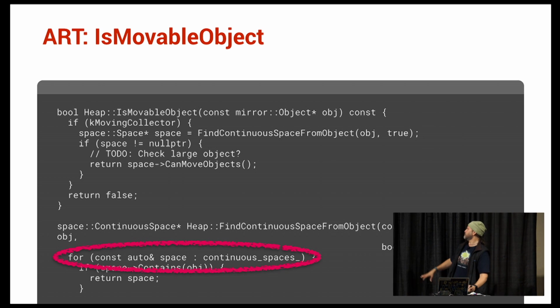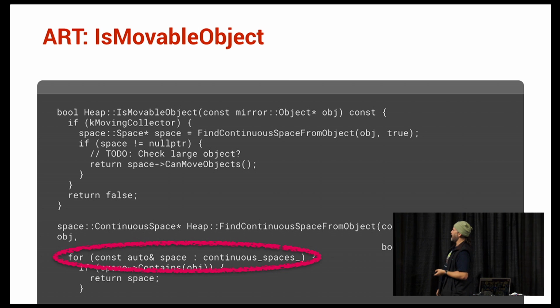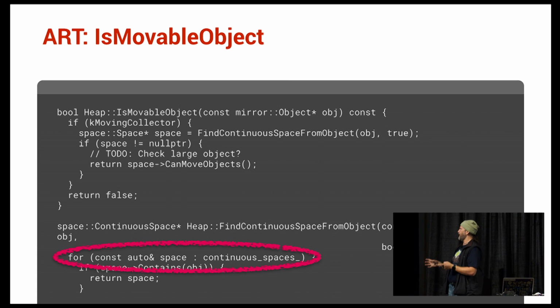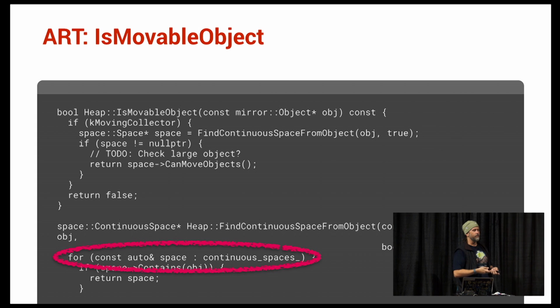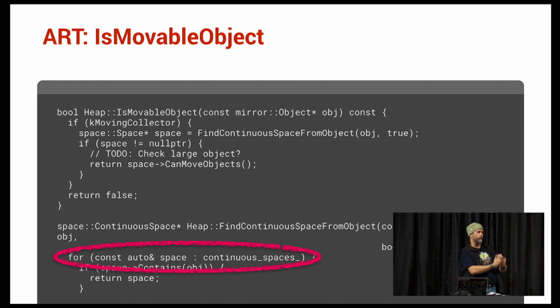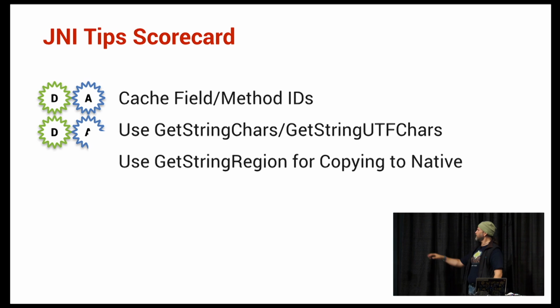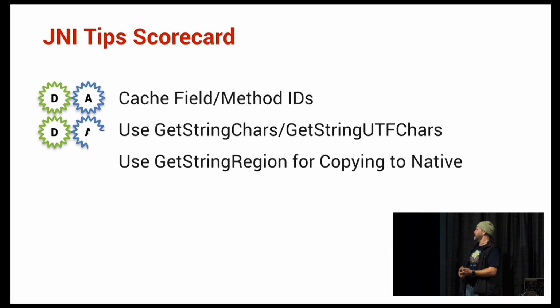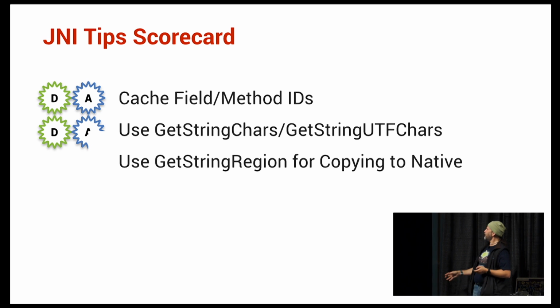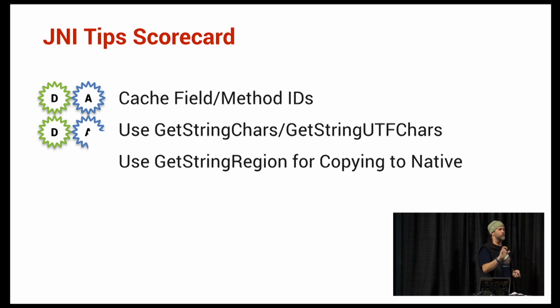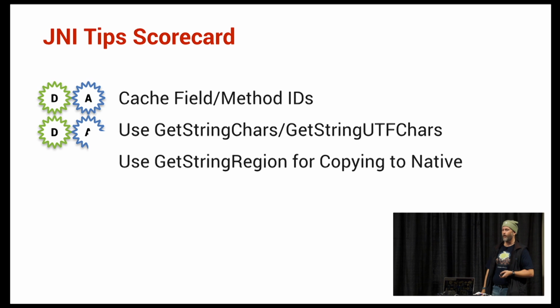If you have to do a whole bunch of crazy stuff in native code to actually make your code handle two-byte strings, two-byte characters, it might or might not be worth it. You'll probably want to look at actually profiling it. So here's our scorecard. In general, yes, GetStringUTFChars is going to be faster for large strings, but not always. So I'll give it 3/4 of a star for ART.